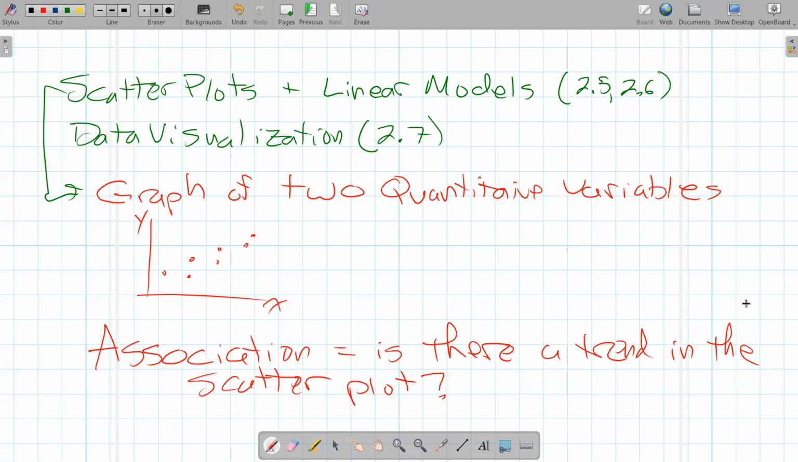Question mark. Now, typically with the scatter plots, we are looking for a linear trend. Now, there are many kinds of association, but we are concerned about linear. So our concern, do they kind of line up?